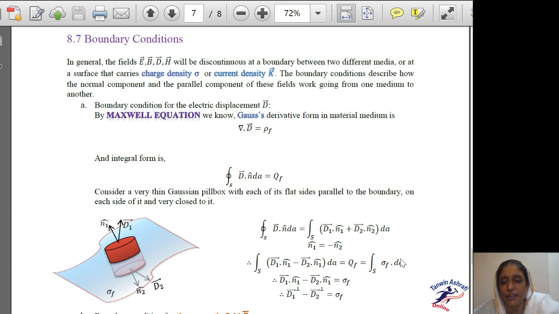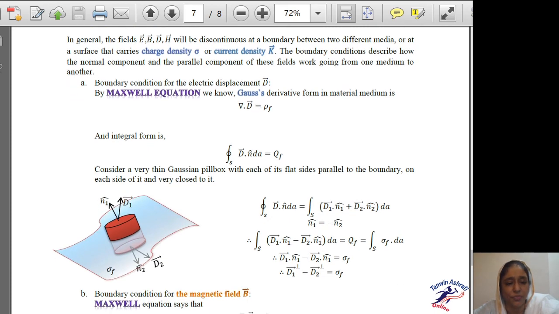Now both sides have surface integration. If we cancel the surface integration, we will have D1 dot n1 cap minus D2 dot n2 cap is equal to sigma f. That means D1 perpendicular minus D2 perpendicular is equal to sigma f.